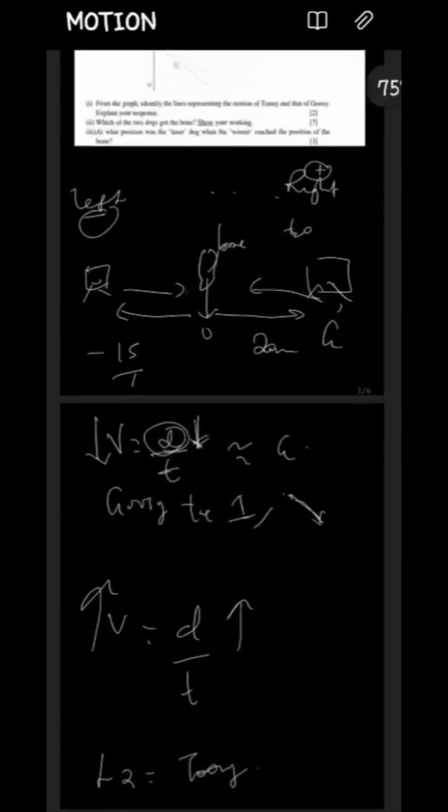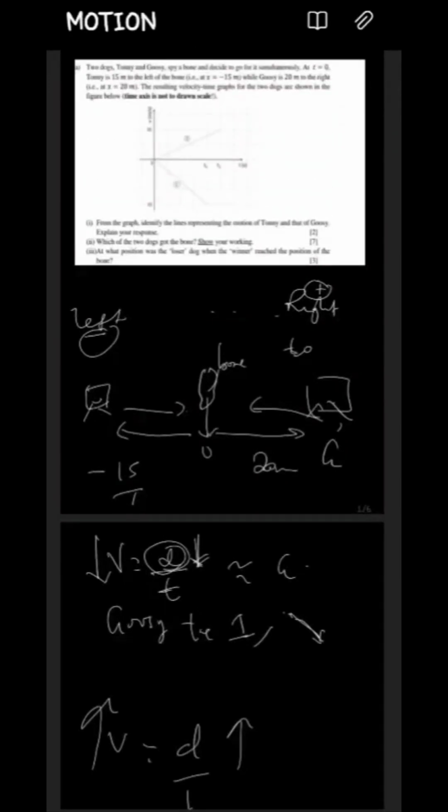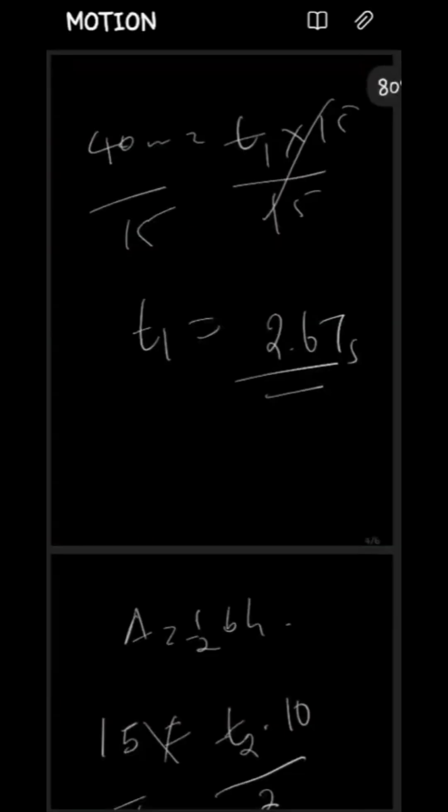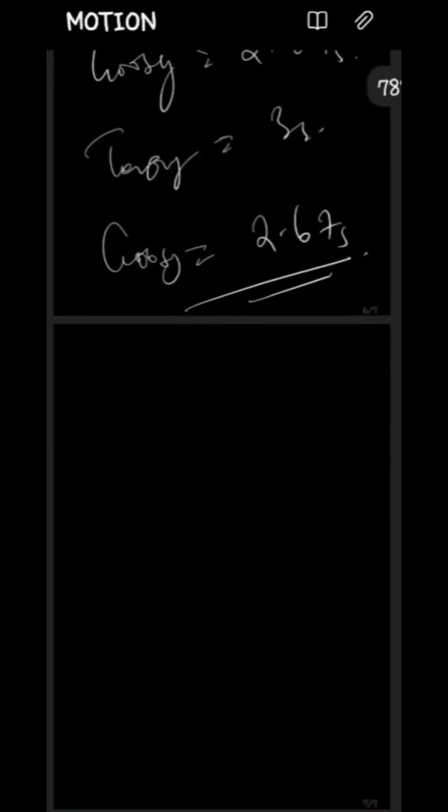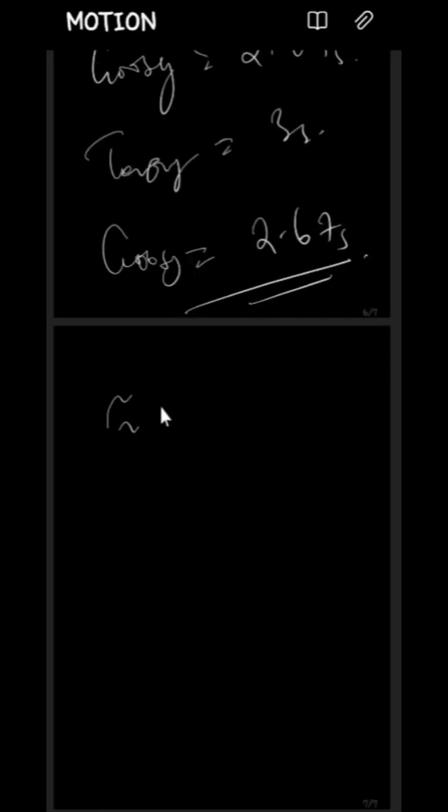The next question reads, at what position was the loser dog when the winner reached the position of the bone? Now we know the winner reached the position of the bone at 2.67 seconds. So we want to know at what position was the loser dog at 2.67, and as such we have to know at what velocity was the loser dog at 2.67. Finding a velocity at a specific time entails what we call instantaneous velocity.